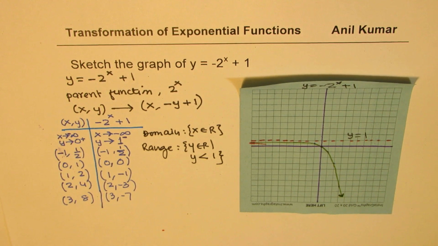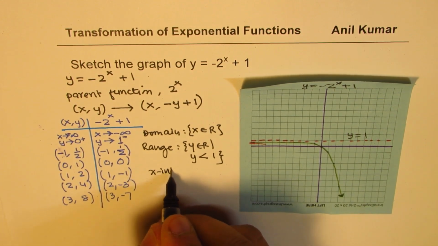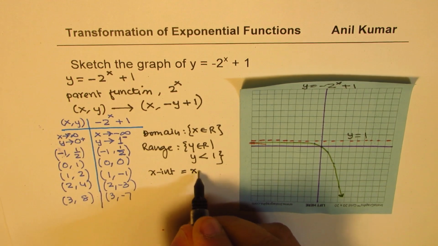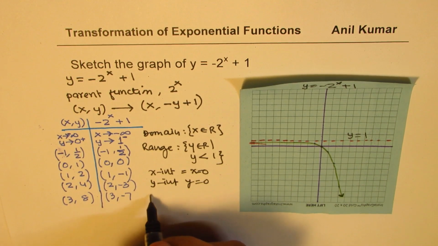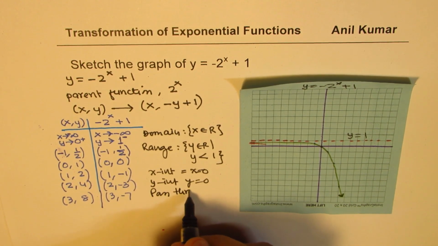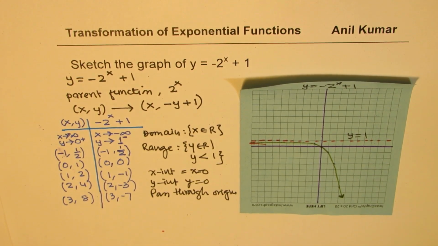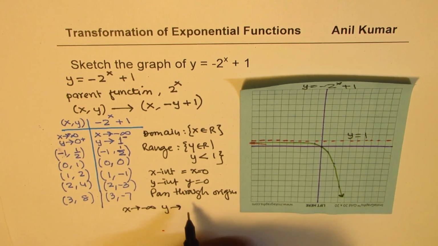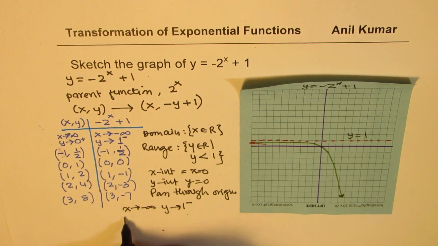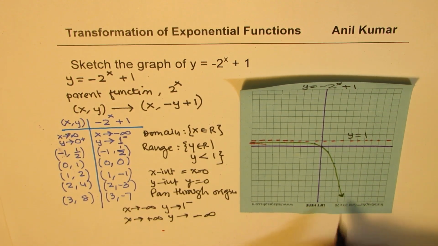Do you see that? It approaches -infinity. It is less than 1, correct? And it has an x-intercept and a y-intercept. So it has x-intercept at x equals to 0 and y-intercept also at y equals to 0. So it passes through origin. As you can see, right? And end behavior is that when x approaches -infinity, y approaches 1, but from below, and when x approaches +infinity, y approaches -infinity, right? Going downwards.